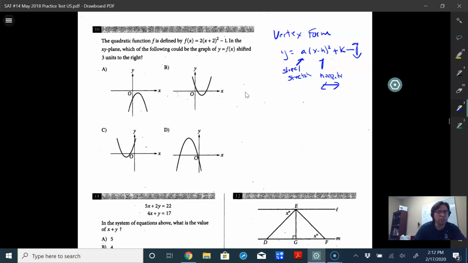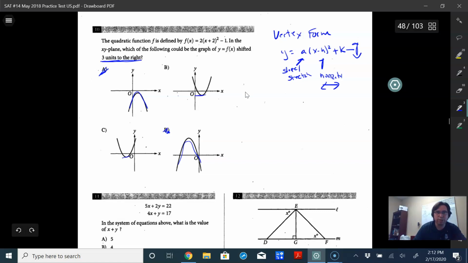So let's take a look at this one. It says the quadratic function is defined as f of x equals 2 times x plus 2 squared minus 1, and asks which would be the graph if it shifted 3 units to the right. So first we have to identify what this may resemble. Well, first, the a is positive, and so for that reason this is a positive parabolic function. So this one's out, that's negative, and that one is negative, so those two are out just based off seeing that the a is positive here. Next thing we see is it's at -1. That's the next easiest thing to determine. So that's definitely below, and that's definitely below.